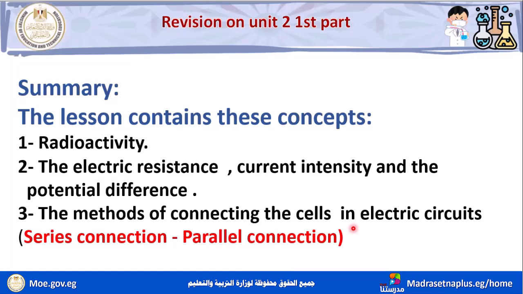In this unit, the lessons contain these concepts. Number one, radioactivity. Number two, the electric resistance, current intensity, and the potential difference. Number three, the methods of connecting the cells in electric circuits, like series connection and parallel connection.